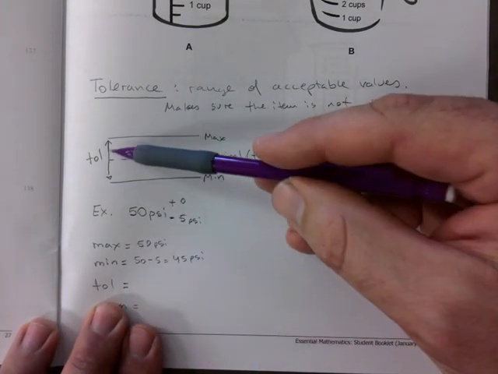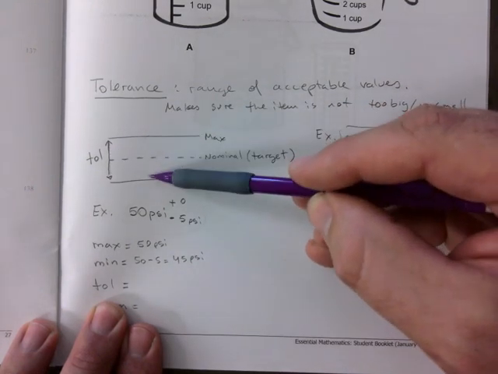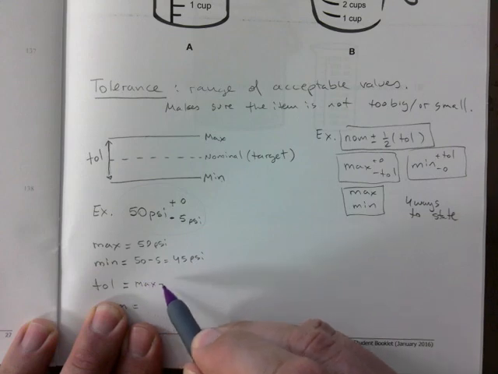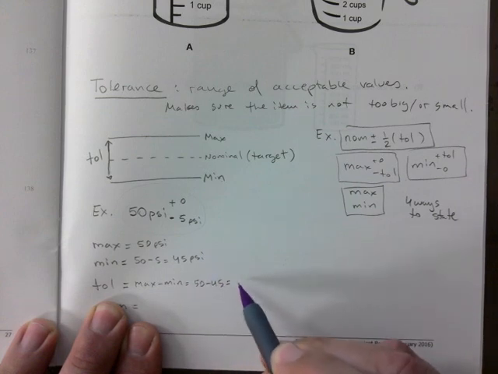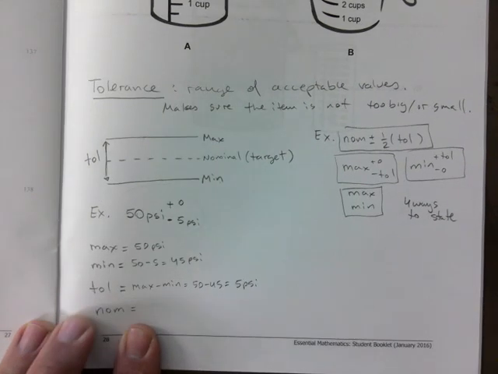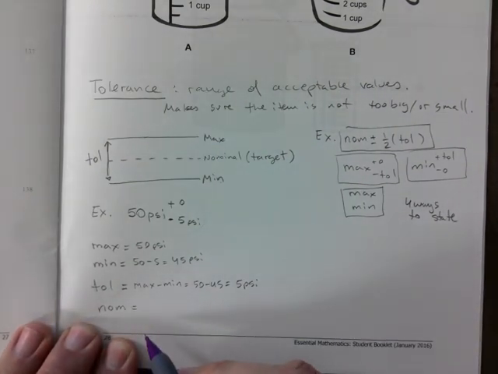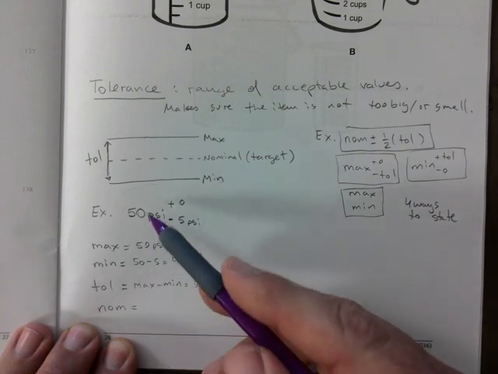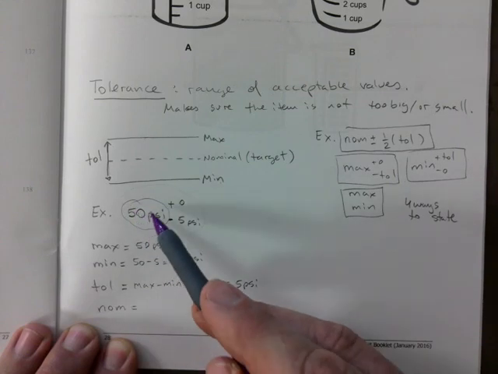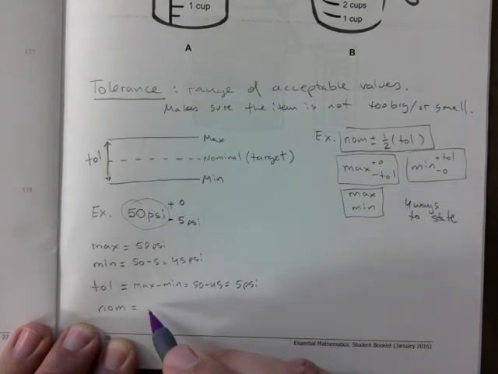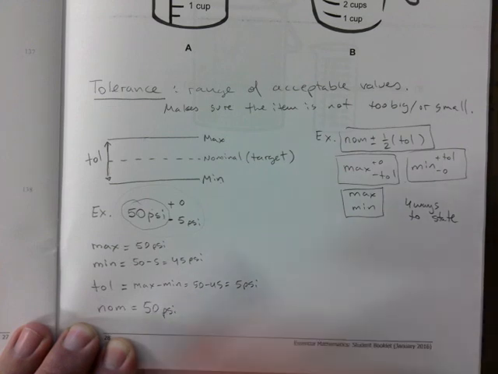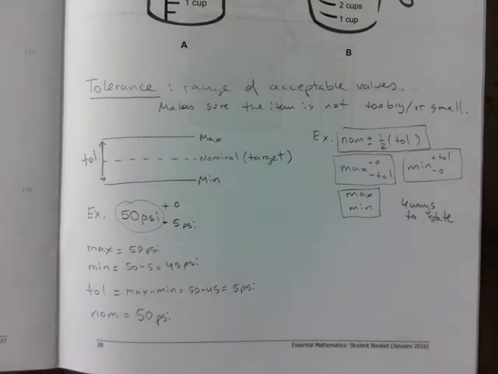What's the tolerance? How do I find the tolerance? Remember, the tolerance is the difference between these two. So I will go max minus min. That's 50 minus 45. In this case, it's just 5 psi. That is the tolerance. What's the nominal? If there's a big number in front, that is your nominal. That's what we're aiming for. Ideally, we have 50 psi in the tire. You don't want to do too much, because what happens if you overinflate? Now there's a danger of it maybe bursting, and so on, right?